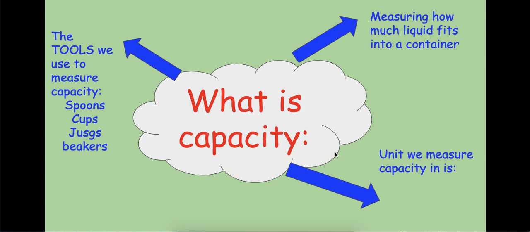So the unit we use to measure capacity in is liters for bigger numbers and milliliters for smaller numbers. And remember what we learned from the rocket ship: 1000 milliliters is equal to 1 liter.